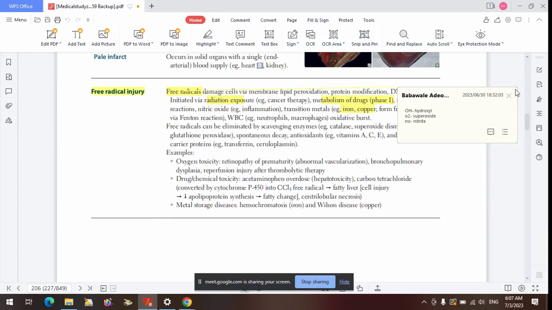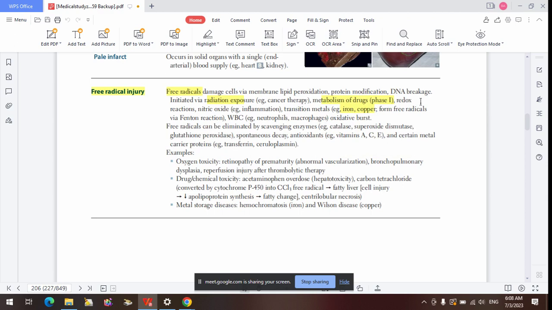So we said free radicals are agents that are formed from nitrogen and oxygen molecules, and they have a single electron in their outer orbit. They are highly reactive and very unstable. So that is why they are actively looking for molecules and structures to bind to so that they can achieve stability. And part of those molecules include lipids, proteins, and DNA.